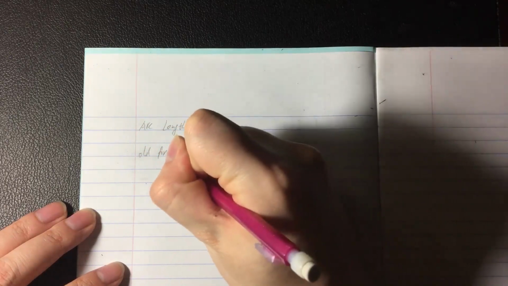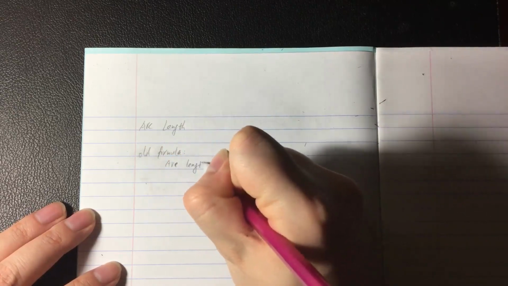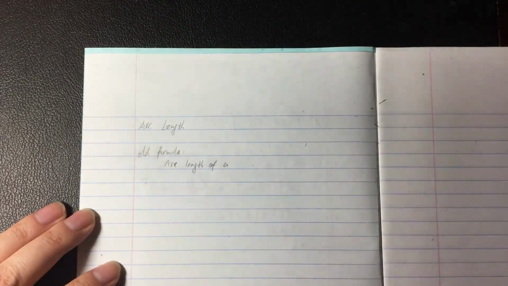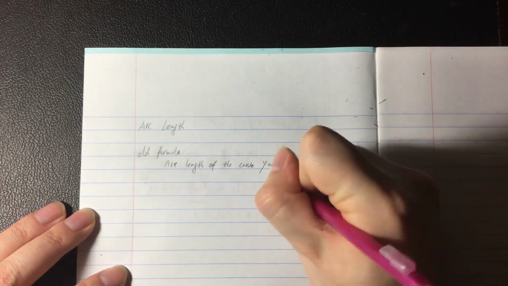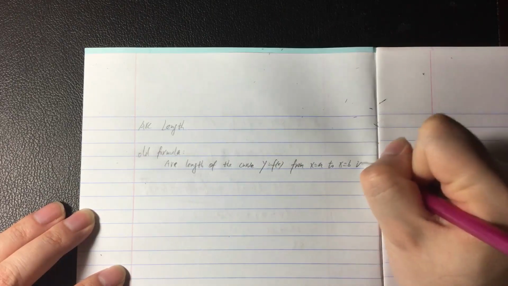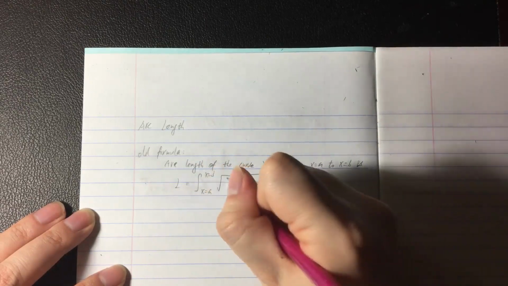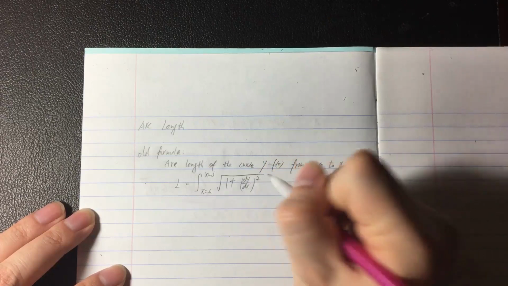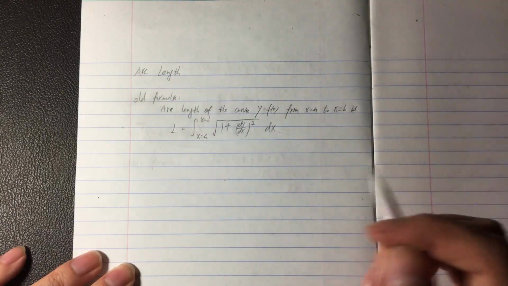Next, we'll study arc-length formulas for parametric curves. Let me first of all review an old formula. The old formula says the arc length of the curve y equals f of x from x equals a to x equals b is the integral from a to b of the square root of 1 plus (dy over dx) squared dx. That's the old formula. Next, I'll try to derive a new formula from here.